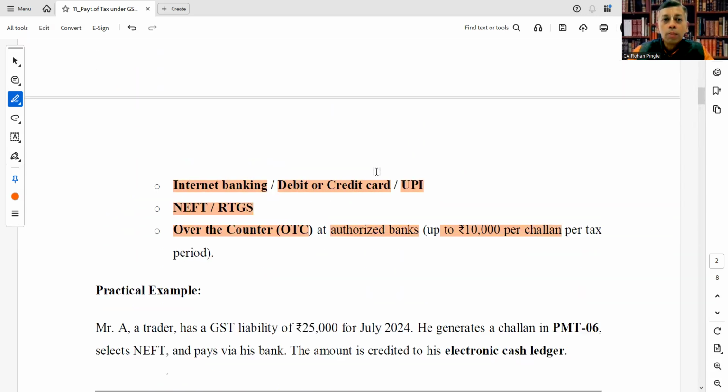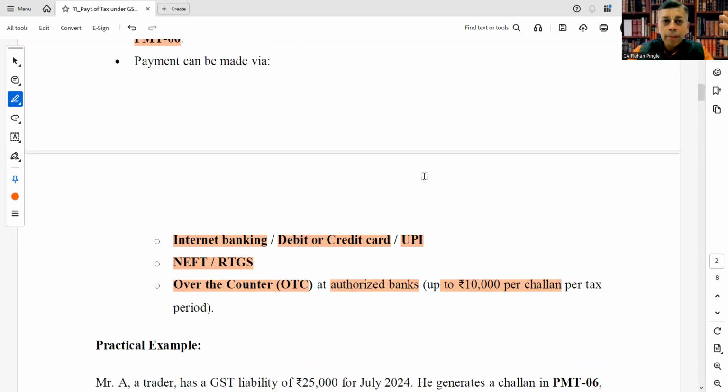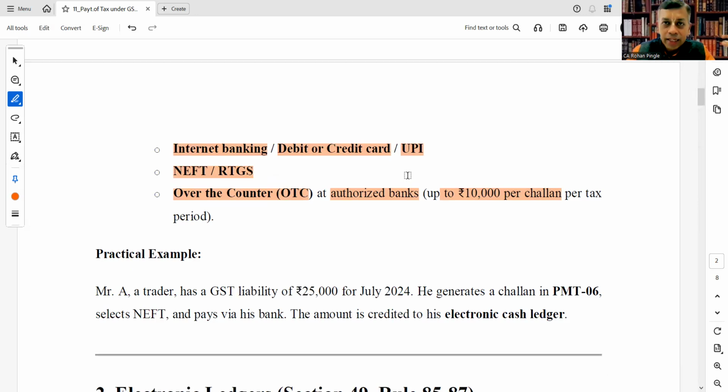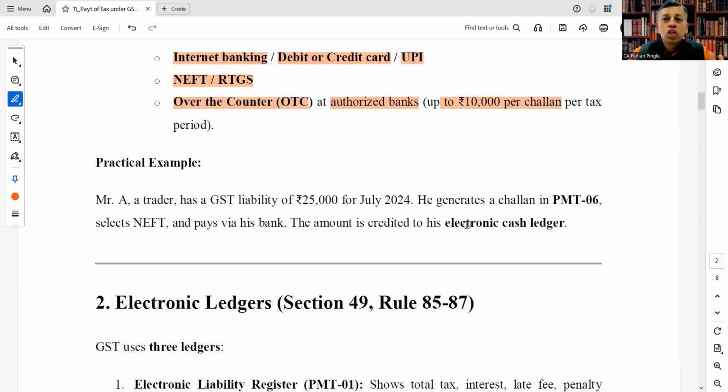Okay, what are the modes of payment? Payment can be made via internet banking, debit card, credit card, UPI, NEFT, RTGS, and also over the counter, that is OTC, at authorized banks, and the limit is up to rupees 10,000 per challan per tax period.